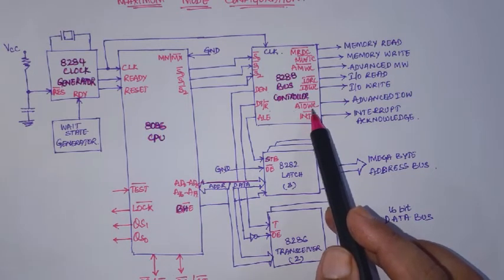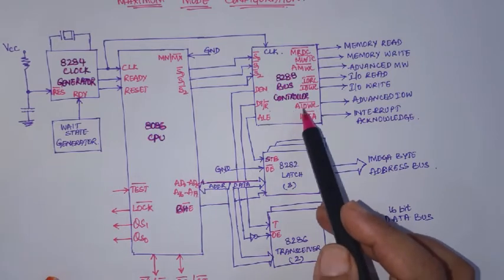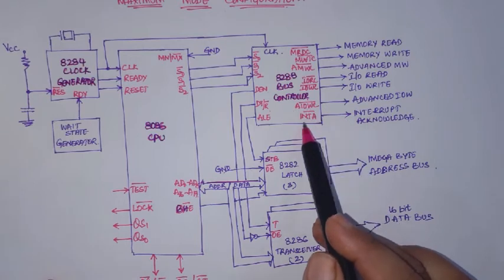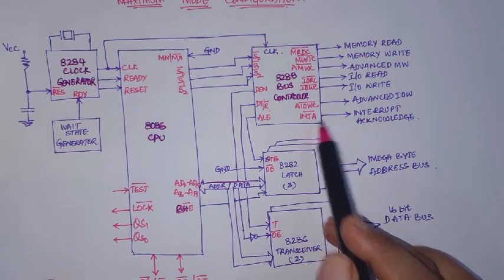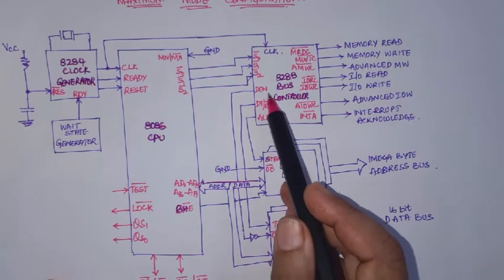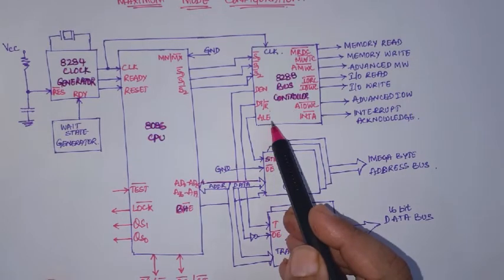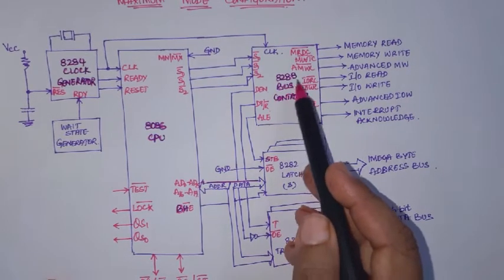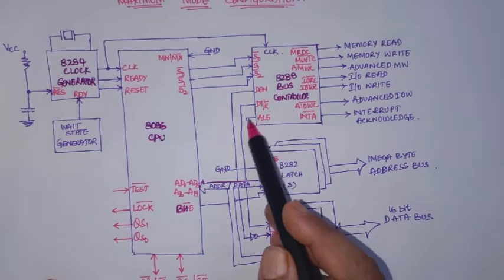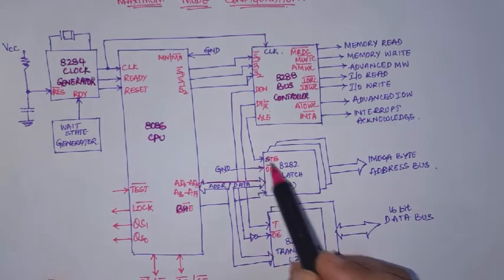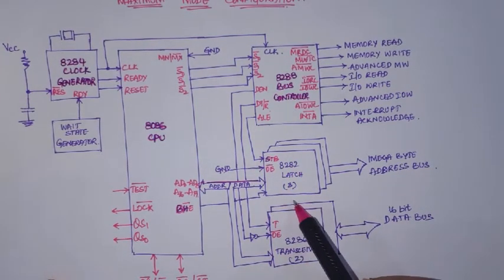Earlier the machine cycle starts in some cases, like when it waits for the IO device or memory device. This is for compatibility. Then interrupt acknowledgement. Also data enable and ALE. ALE is generated by 8288 here. So this ALE is connected to enable the latches.